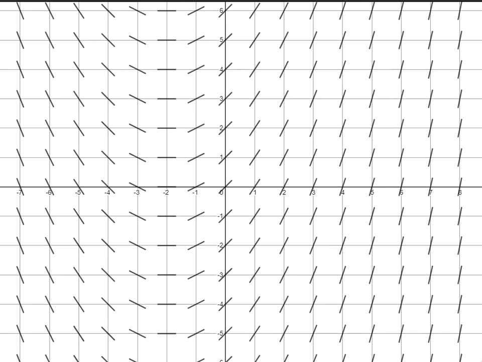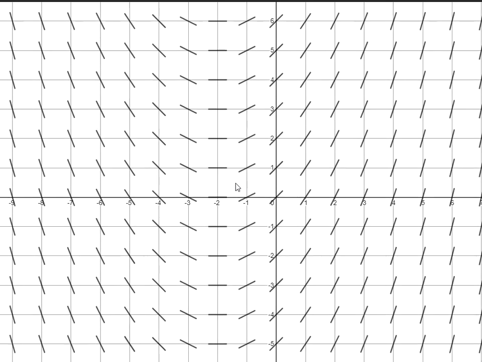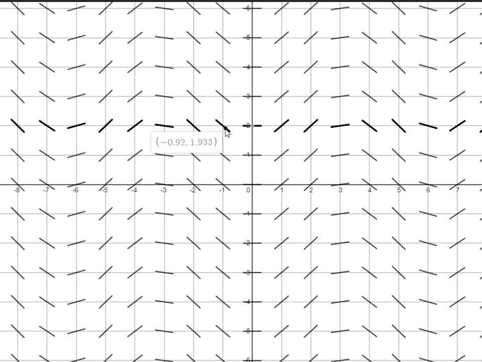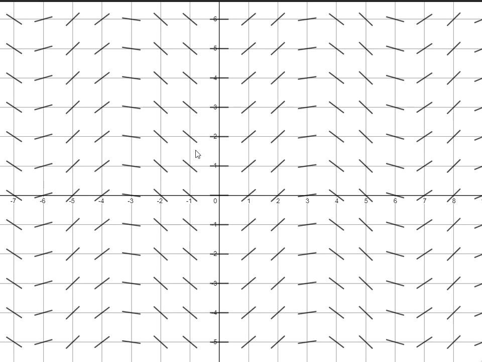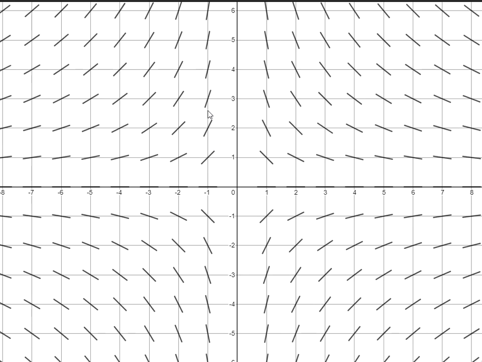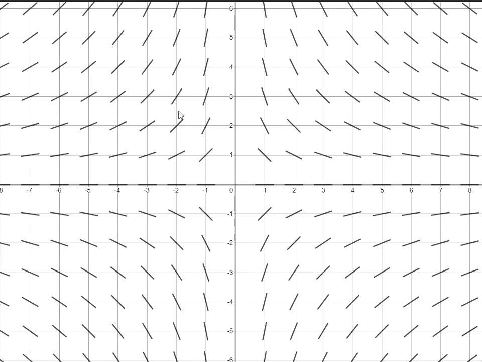So here's an example of a slope field. I'll move that around so you can see it. That's kind of fun. Here's another example. And here's one more. Okay, so all these little line thingies all over the place. It's like, what the heck is going on?